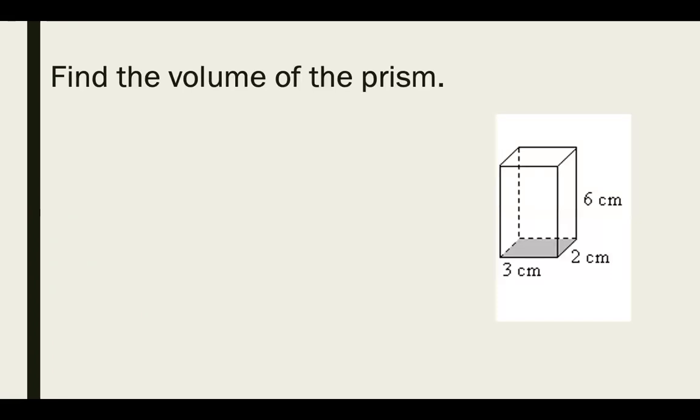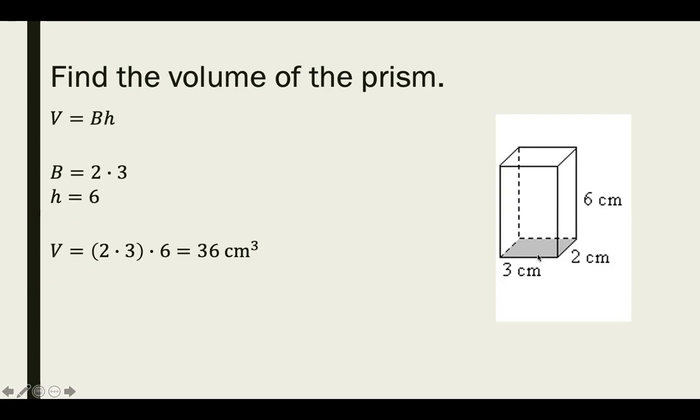So for this particular prism, we have a rectangular base that's 2 by 3 and a height of 6. So if we've got our formula, our base would just be the area of that rectangle, which would be 2 times 3, and the height is 6. So we multiply those things together and we get 36 centimeters cubed.